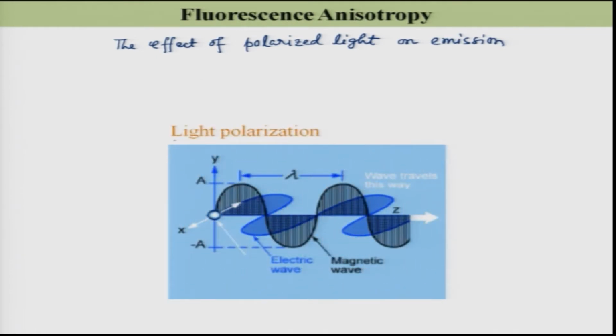So, what is light polarization? We know that light is a transverse electromagnetic wave. Here I have the electric field oscillating with a characteristic frequency that depends on the wavelength of the light, and I also have the magnetic field oscillating, and both are oscillating perpendicular to the direction of propagation. Here is my direction of propagation.